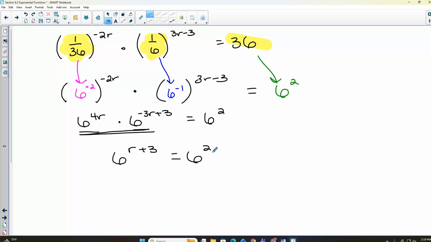So all that work was to get the same base on each side. They both have a base of 6. It's only once on each side. When you get to that point, you can drop the base and just set the exponents equal to one another. So then r is negative 1. Do we remember these from Friday? Okay. I'm going to put a couple up for you guys to try.